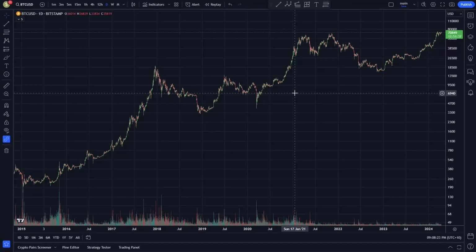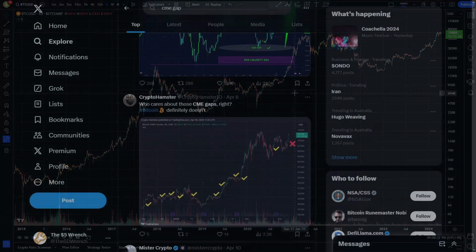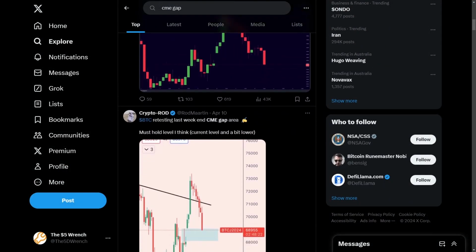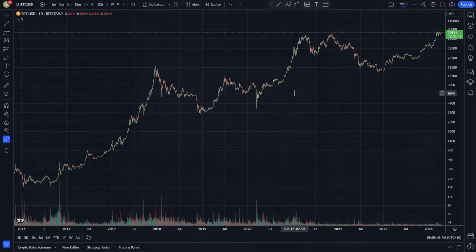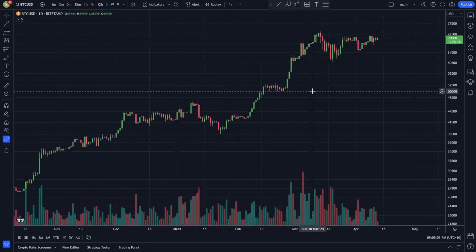Hey everyone, today we're going to be answering the question of what is a CME gap? Now you might have seen on Twitter, people talking about CME gap here, CME gap there, CME gap everywhere. But what is a CME gap and how does it happen? But before we do that, I'm going to take a look at the regular Bitcoin chart.